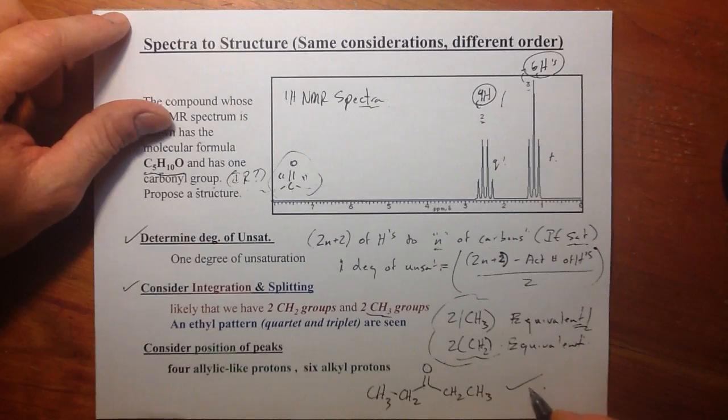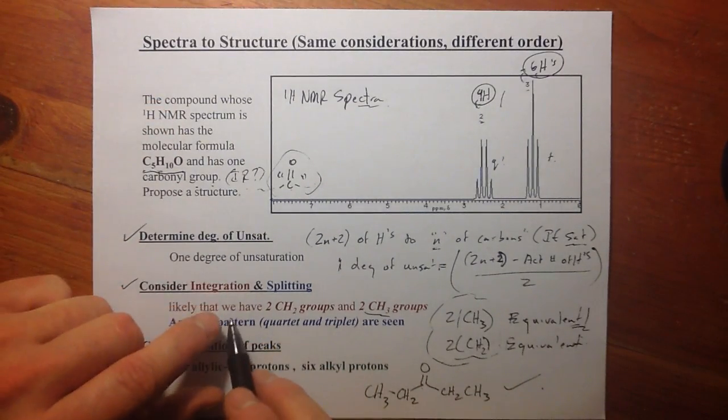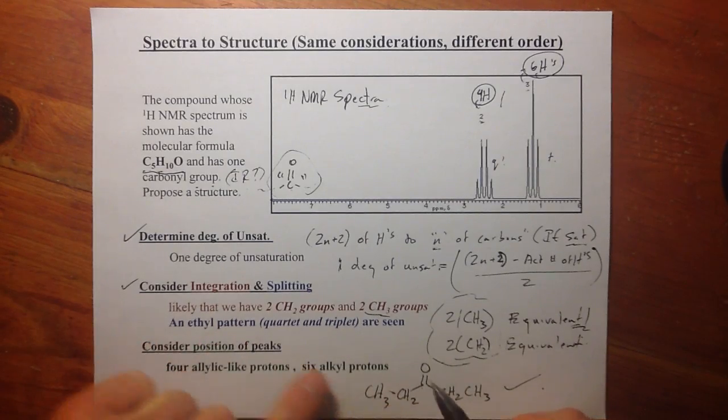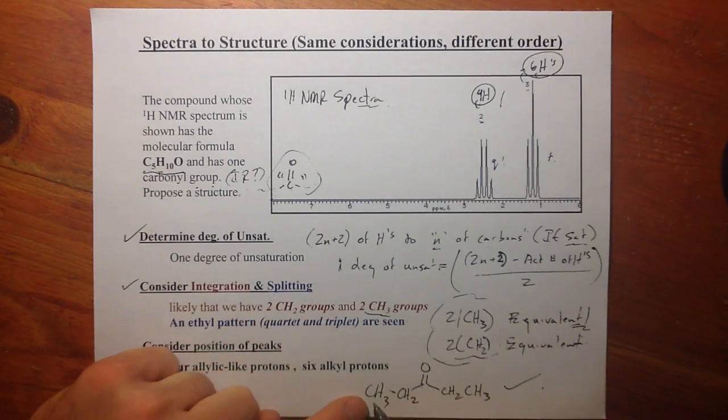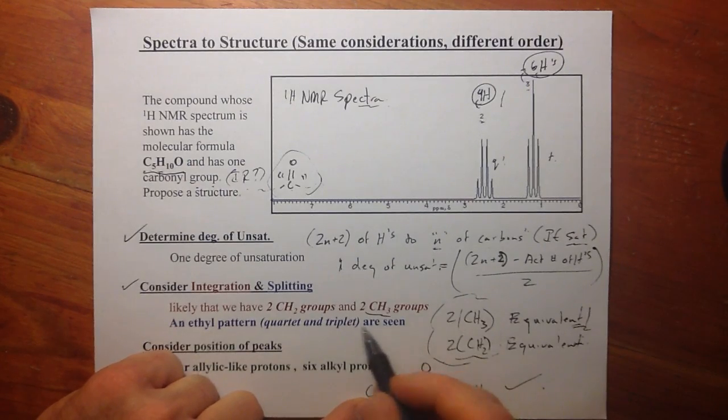Check. This meets all the criteria for integration. They are equal, the 6 and the 4. Let's look at splitting. If we put the methyl group next to the methylene, we'd expect this signal to be, as far as splitting goes, a triplet. Why? Not because there's a 3 here. Remember, splitting, it's all about your neighbors.